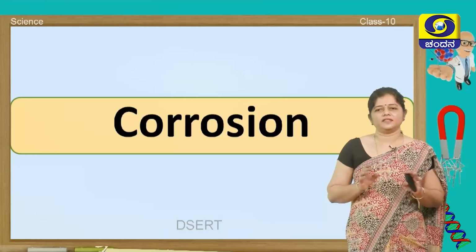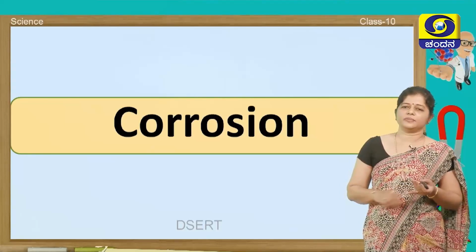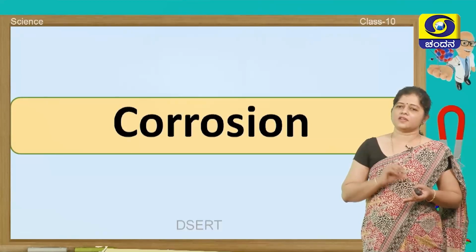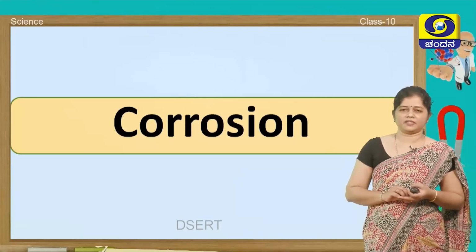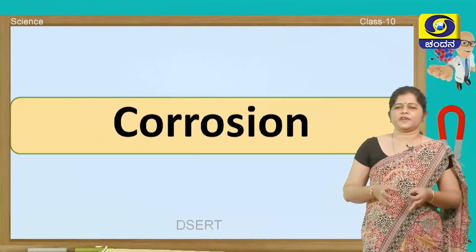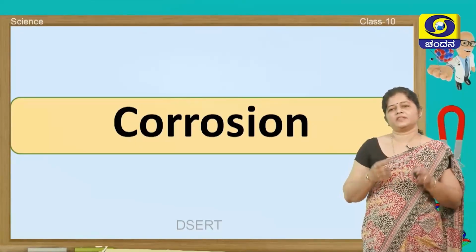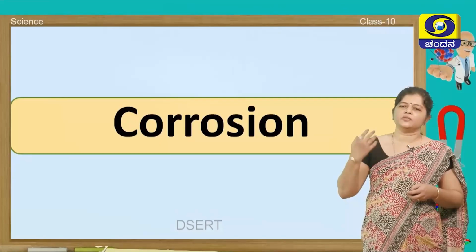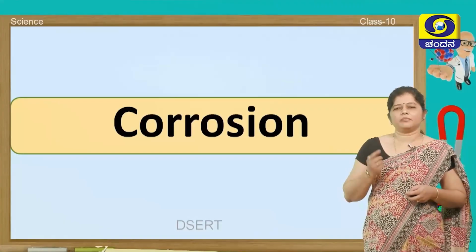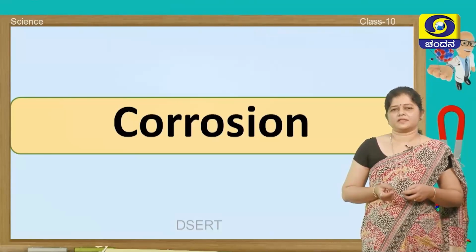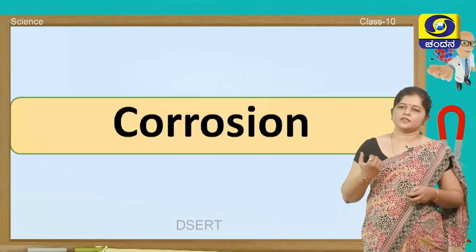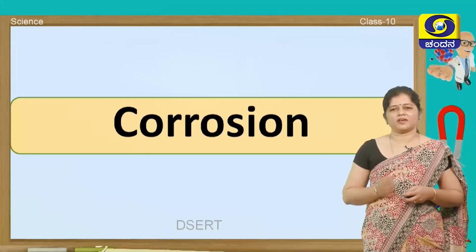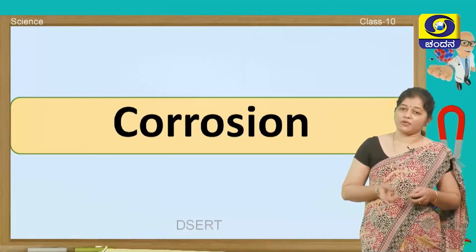Now, we learnt about how the metals are obtained from the respective ores and how we can purify the metals. And after purifying the metals, we employ the metals for various uses. But in certain processes, when we are using the metals, they may be subjected to what is called corrosion. Now, let us see what is corrosion.